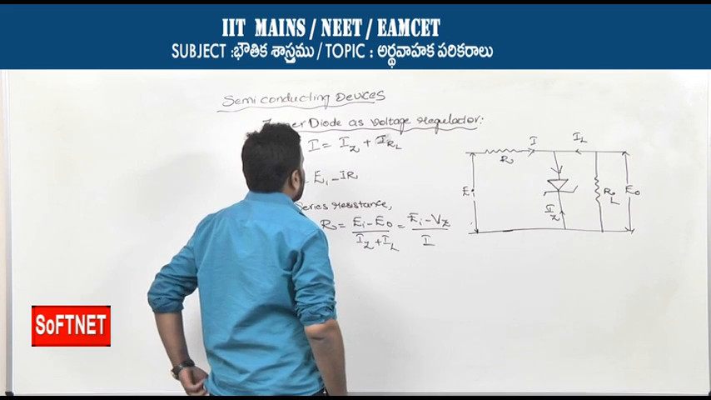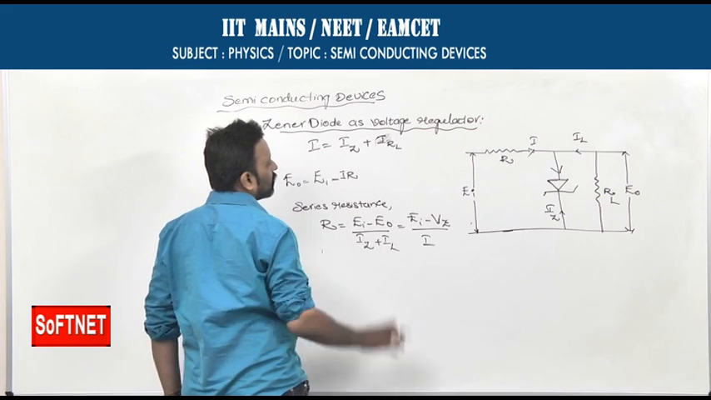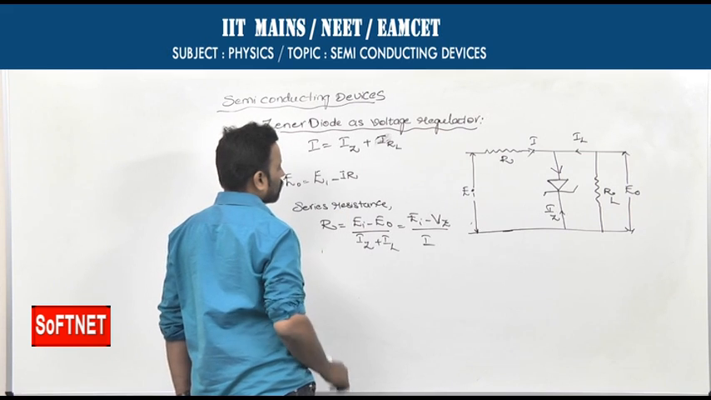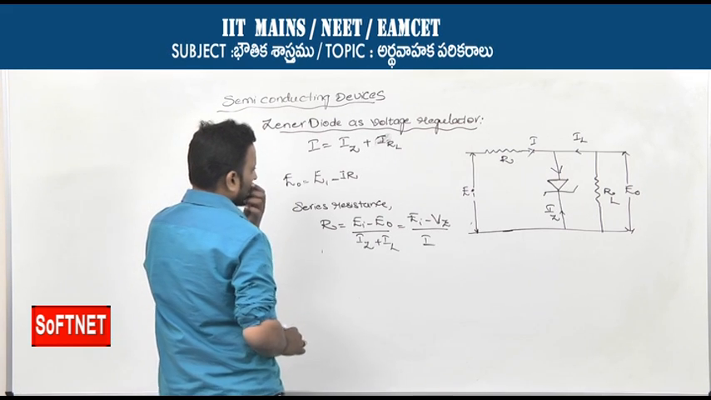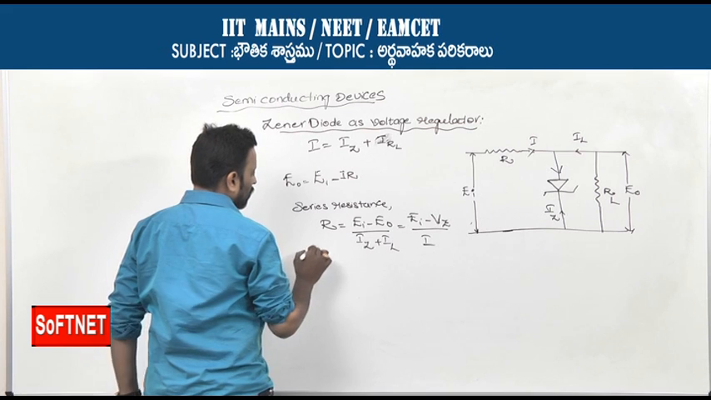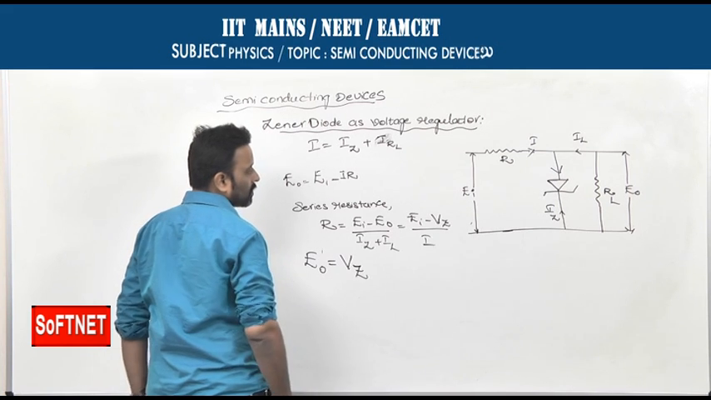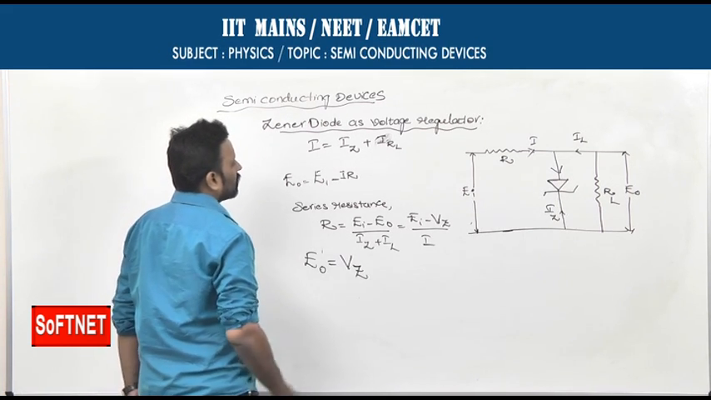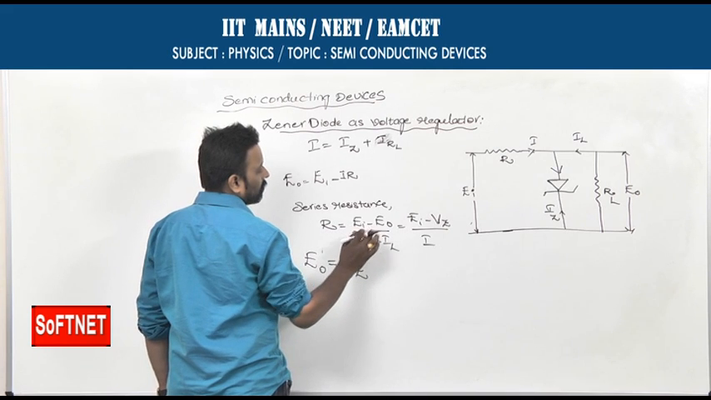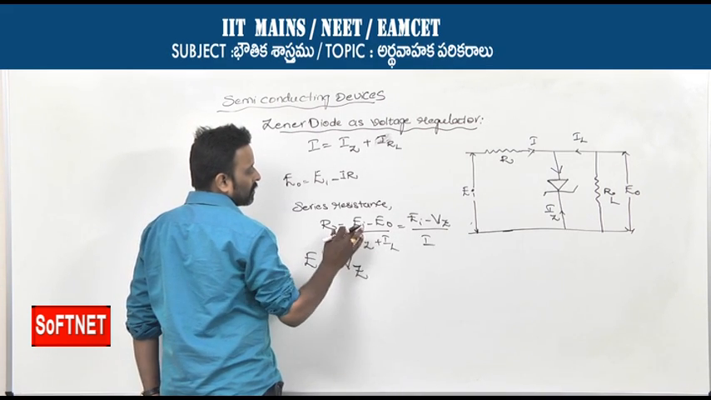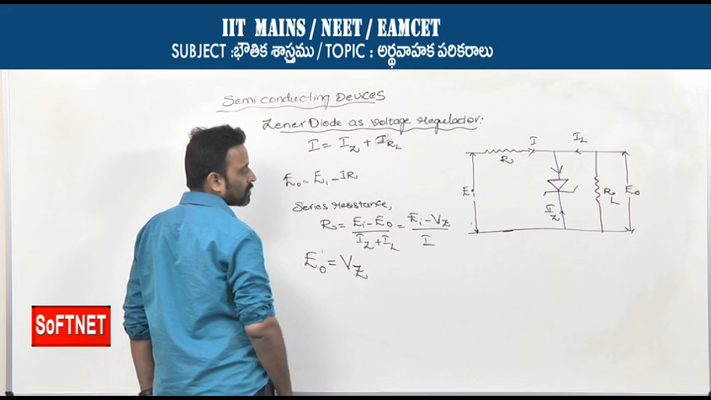Here the output voltage can be written as the difference of input voltage minus I into R. Moreover, in this case, when this Zener diode is operated in the reverse bias condition, output voltage is equal to the voltage applied across the Zener diode. And further, the value of series resistance R can be calculated as EI minus E0 by IZ plus IL. This is input voltage, output voltage, the current through the Zener diode and current through the load resistance.